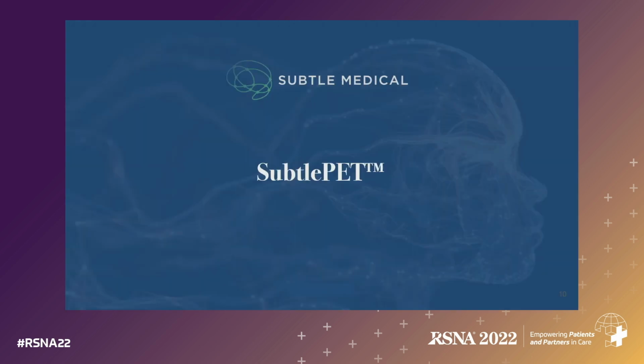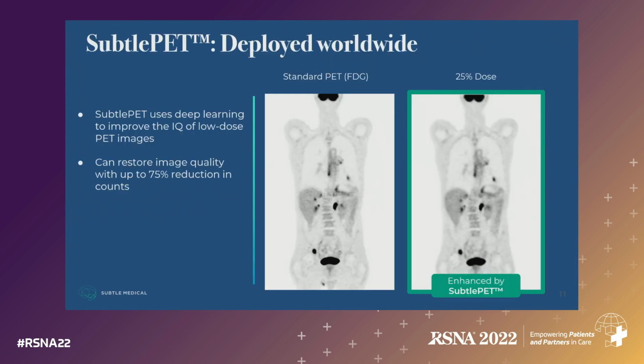First, I'll show you results from our commercially available version of Subtle PET. Subtle PET is deployed worldwide on over 400 scanners and uses deep learning to improve the image quality of PET acquisitions with up to a 75% reduction in counts. The image on the left shows a standard dose FDG PET, and the image on the right is that same acquisition acquired with a quarter of the dose, then enhanced with Subtle PET.